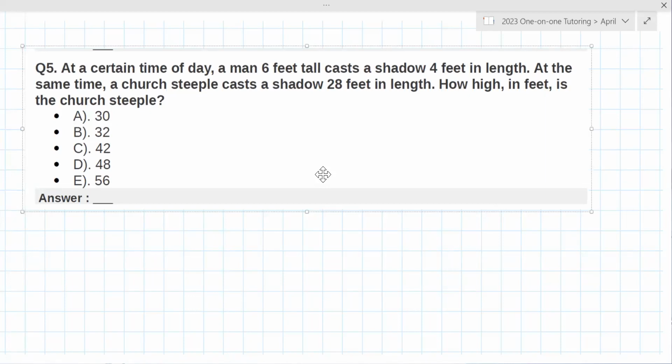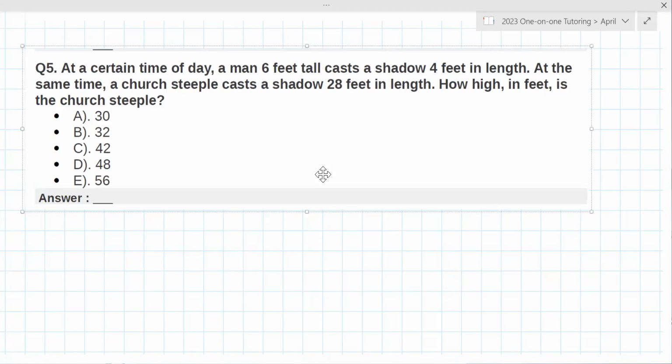Any idea how to proceed here? Wait, 32? How did you come up with that? Just because. I'm not saying you're wrong, not saying you're right. I'm just asking because there are many ways to do this problem.